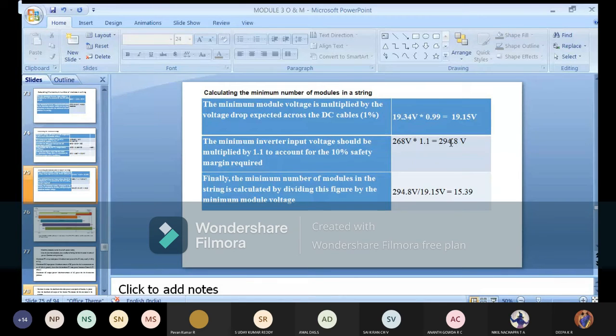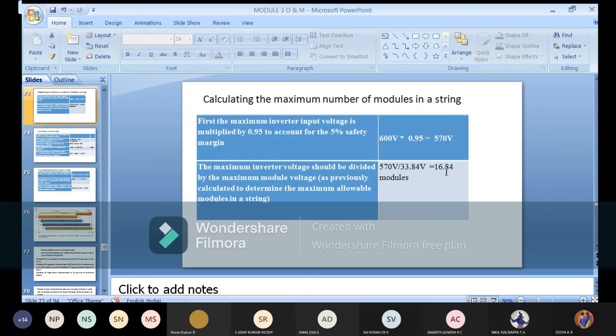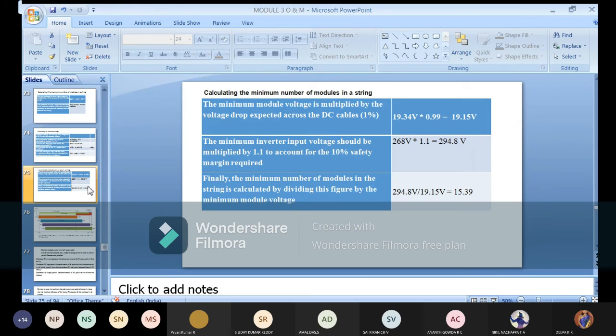Okay. So next we'll consider this value with your module value, minimum voltage of each module. So 294.8 volt divided by 19.15, you're going to get an answer called 15.39. So here your answer is 15. Almost you can say 15 modules are enough for this case. But as for a maximum number of calculation, you guys have calculated as 16.84, means it is 17. So one case I'm getting 17, another case I'm getting 15. So in between that, what to choose? Because you have a minimum 15, maximum 17.